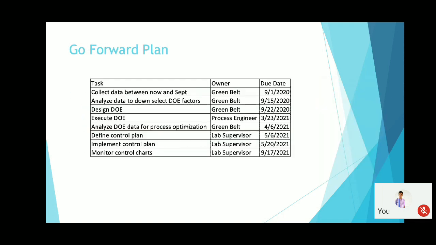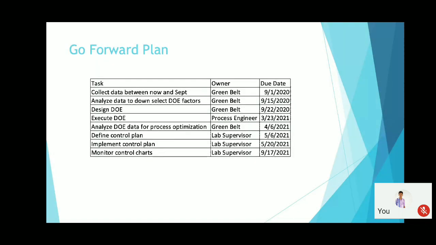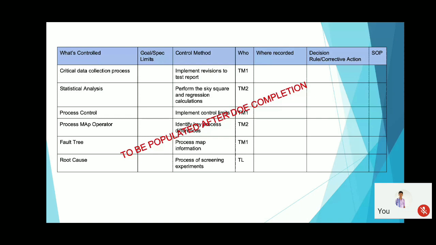I also wanted to emphasize that for any project, you go through define, measure, analyze, improve, control, then results. In this, you need to know what your going-forward plan is. You need to have a milestone for every project that you handle. That's what we defined as our project plan, and this one is still under construction now.